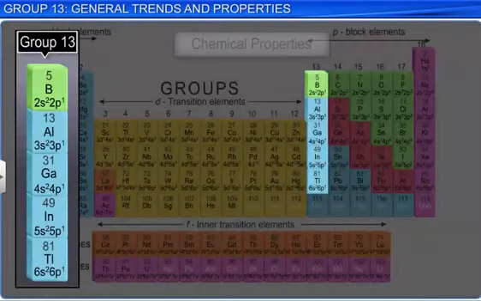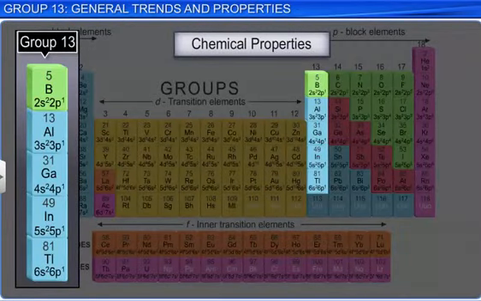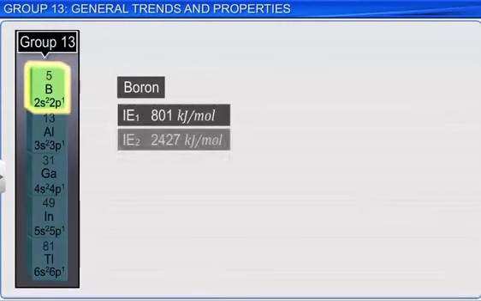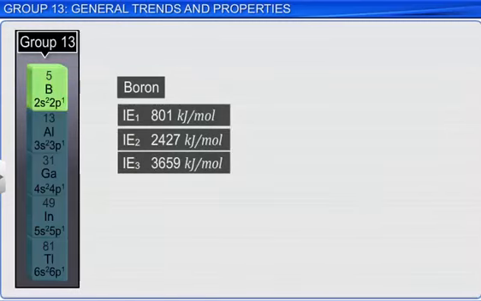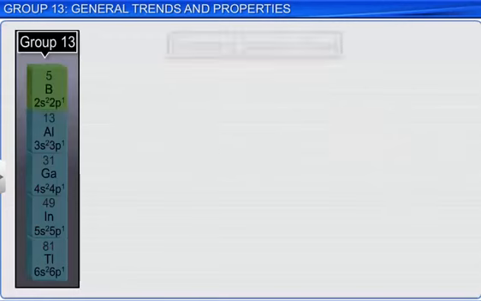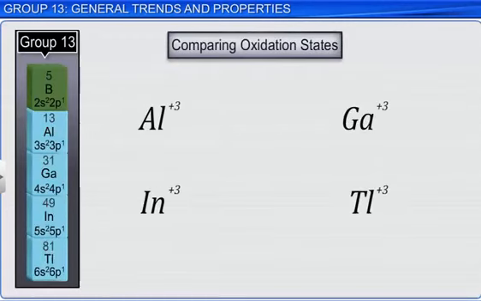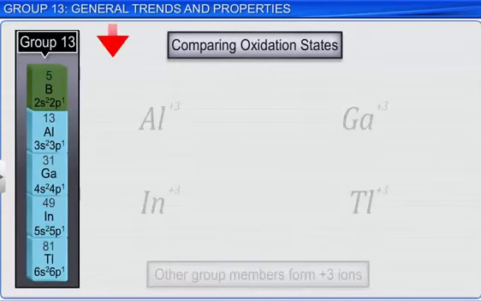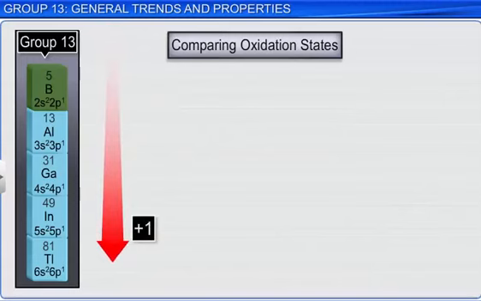Let's turn our attention to the chemical properties of the elements in group 13. With its small size and the high sum of its first 3 ionization energies, boron forms only covalent compounds. The formation of a +3 ion is unfavorable. The other members of the family, which are all metals, form +3 cations. Down the column, +1 ions become more stable.